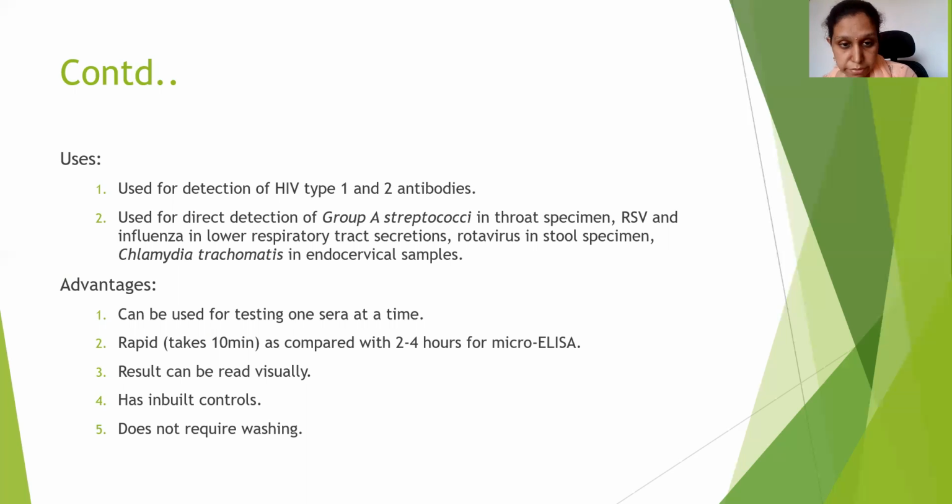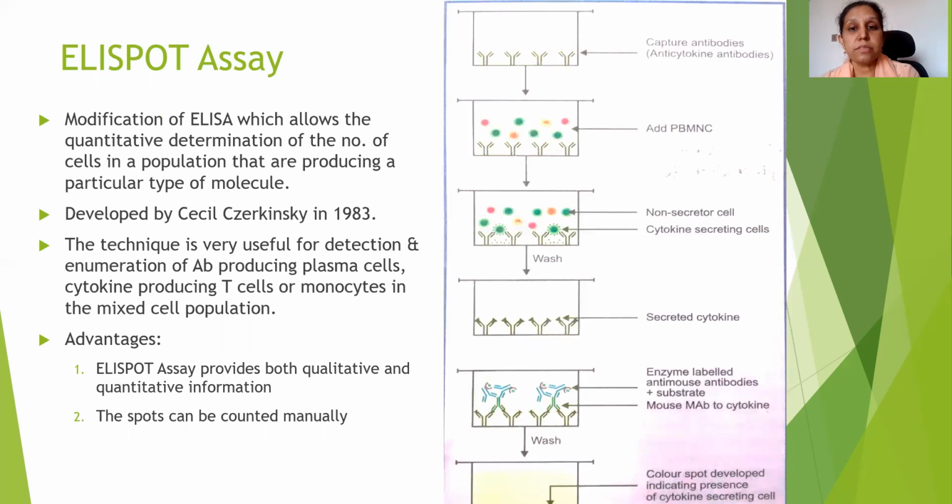So we are using it for HIV, for group A streptococcal infection, influenza, chlamydia. The advantage is that it is visual. In 10 minutes we can find the result, and it can be used for one serum at a time. It has inbuilt controls and does not require washing. The control is also there, and on the control there is anti-human antibody present. So that's why.